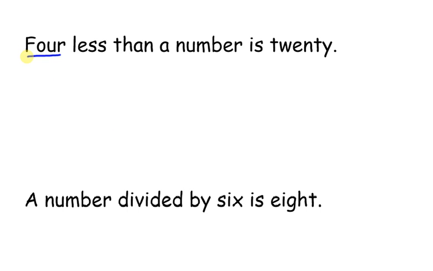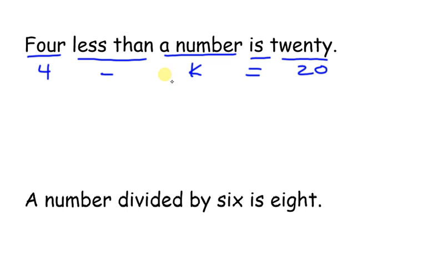So 4, the number 4, less than, that means minus, a number, let's use k, is, that's equals 20. Now remember with subtraction, it's tricky. You have to really read it because sometimes it's flipped around and sometimes it's not. So 4 less than a number means that I'm taking 4 away from a number. So this is going to be k minus 4 equals 20.